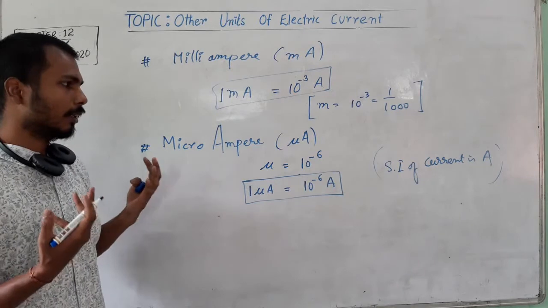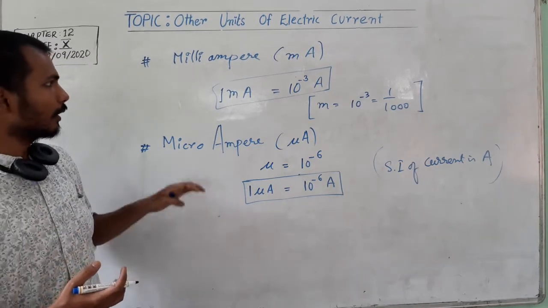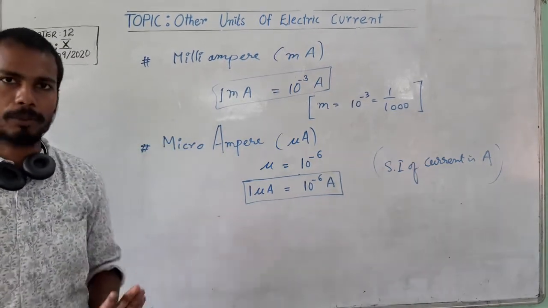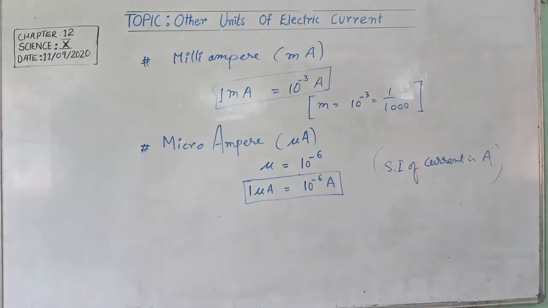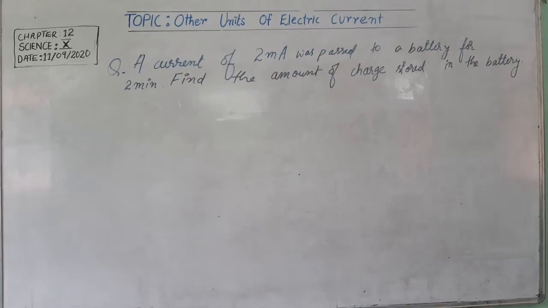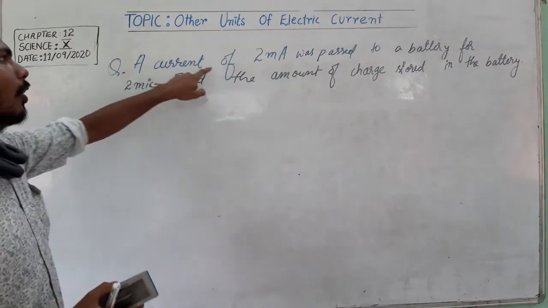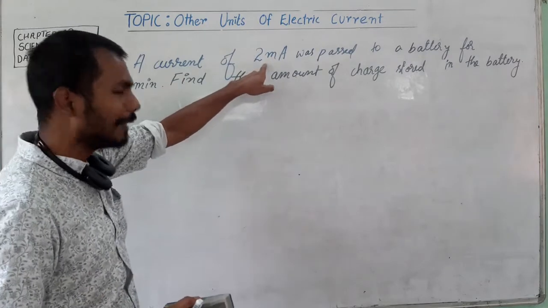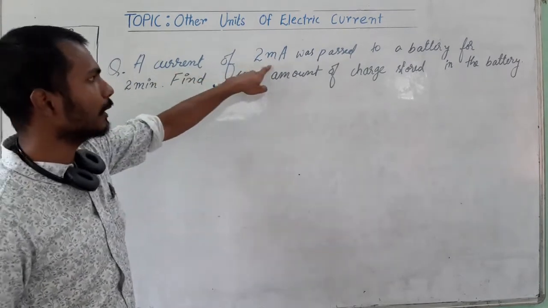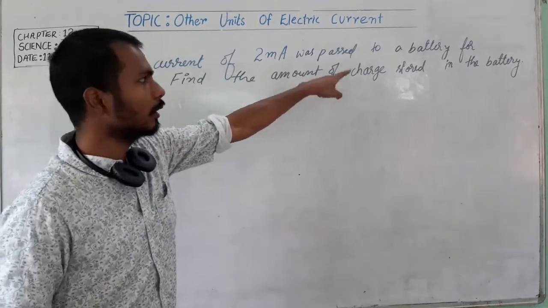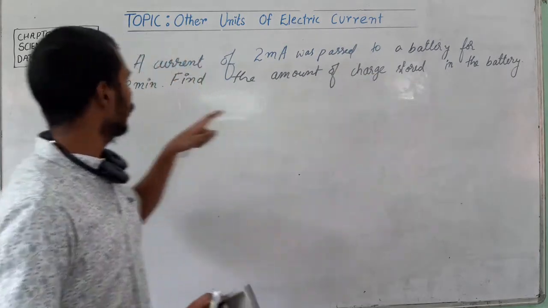Okay, so next let's do one problem, a problem on this milliampere and microampere. Now see, the question is: a current of 2 milliampere was passed to a battery for 2 minutes.